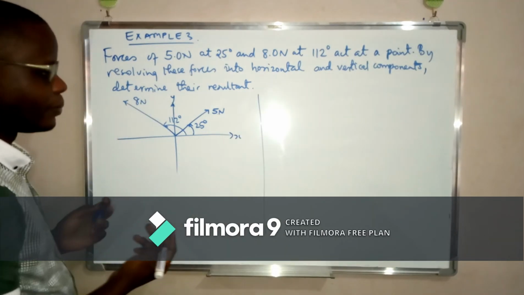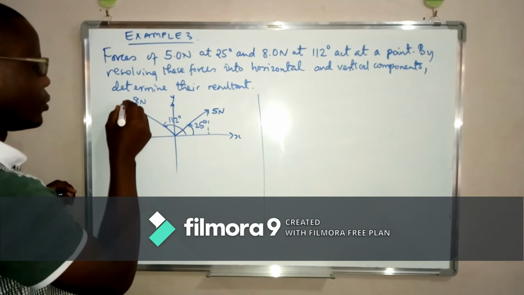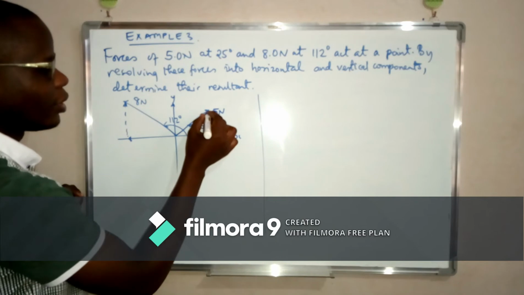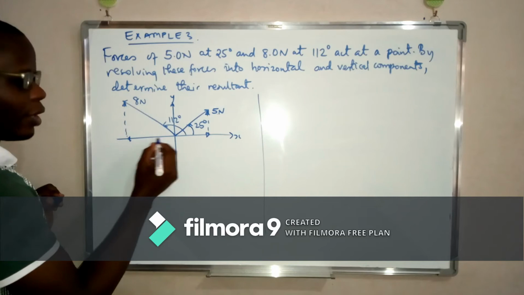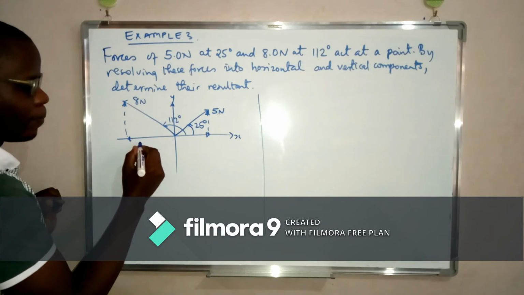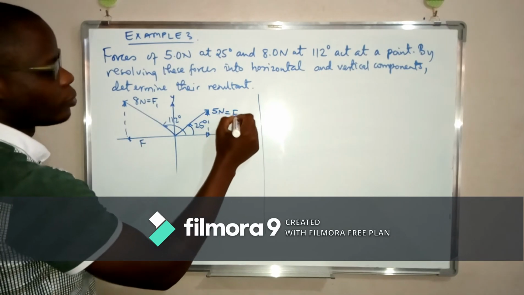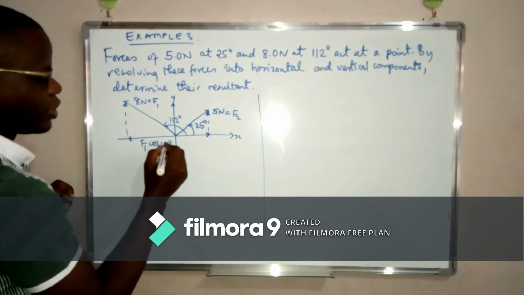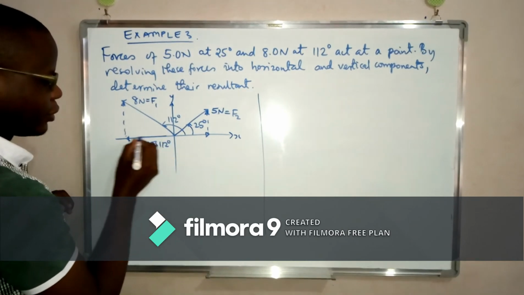Now the first step is to resolve these two forces in both the x and the y axis. So the direction of these components really matters. For example, we want to get the horizontal component of this force, 8 newtons. Let me name this F1 and this F2. So you have F1 cos 112 degrees, because this is the angle from the x-axis. So it will be in this direction.